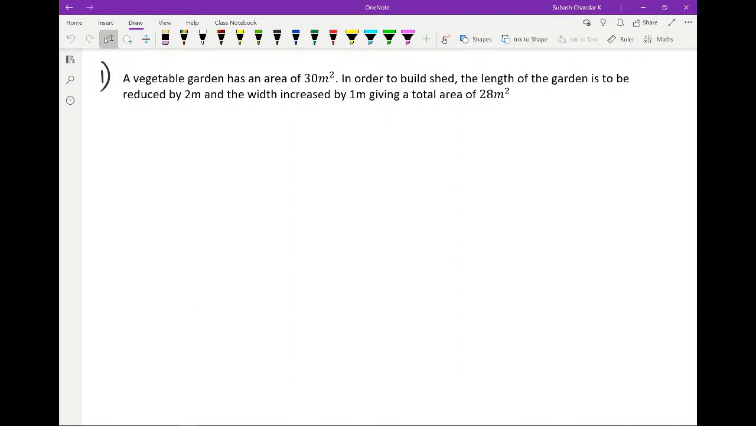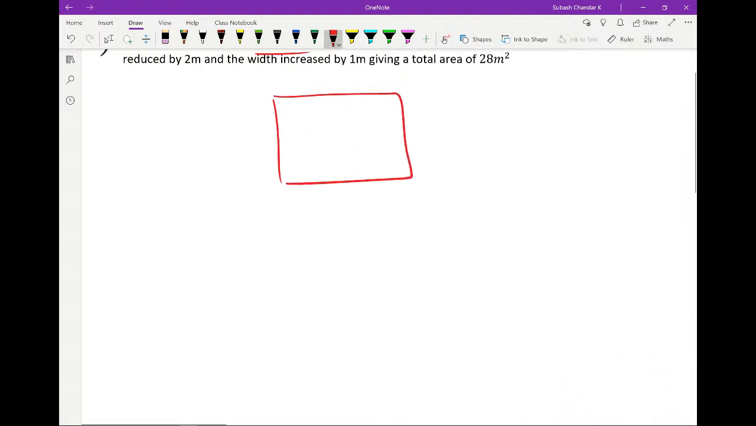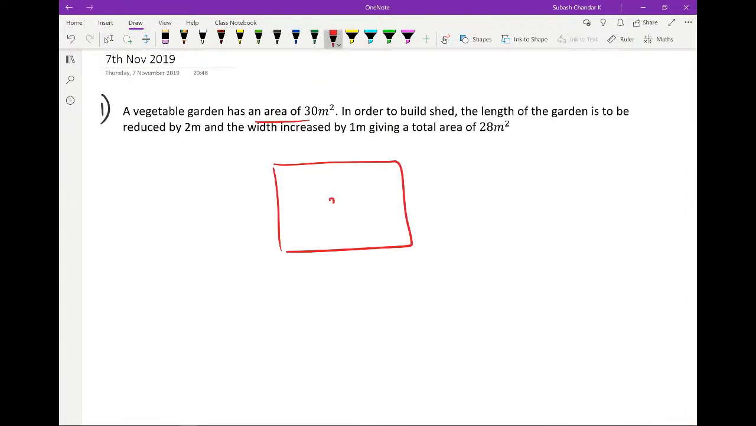Okay, so hopefully you guys had at least a bit of a rough start with this, but basically this is what's happening. A vegetable garden has an area of 30 meters squared. This is the original rectangle, which is equal to 30 meters squared. We know that the area of a rectangle is base times height, so we'll put the base as x at the moment. That means the height of this rectangle is going to be 30 over x.